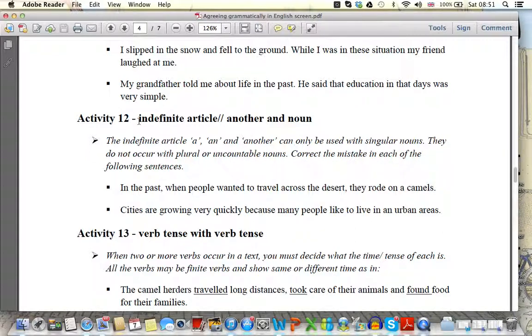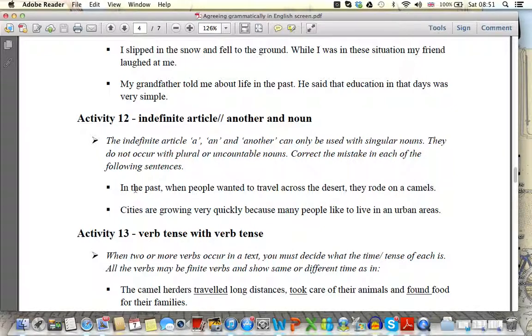Okay, now we come to the indefinite article, and we have already looked at this in the unit on making nouns indefinite. The indefinite article in English is a, an, another, and can only be found with singular nouns, unlike in written Arabic, where the mark of indefiniteness can be used with singular or plural nouns.